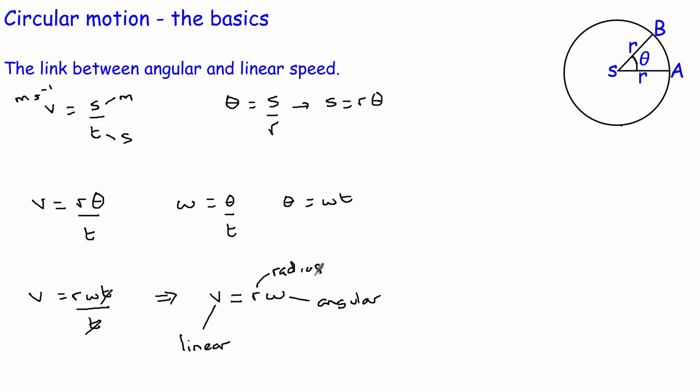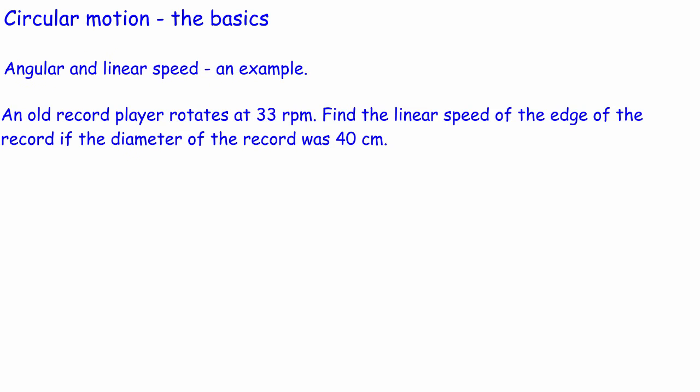As for what they're measured in, this is measured in meters per second, this thing is measured in radians per second, and this thing here is just measured in meters. So if I know two of these, I can work out the third one. So let's go back to our record again. It's still rotating at 33 RPM.